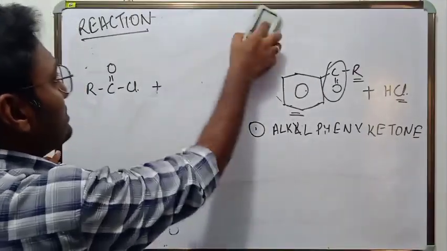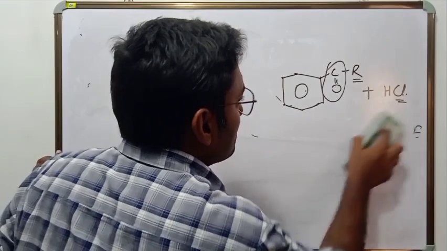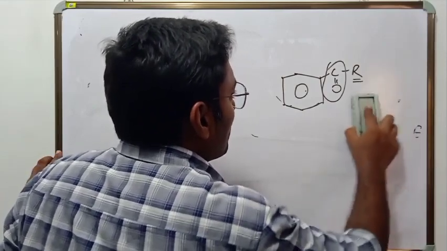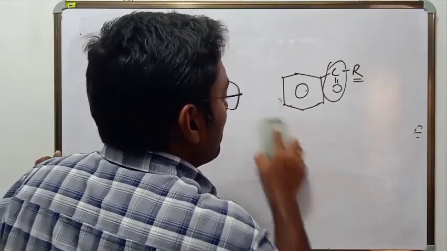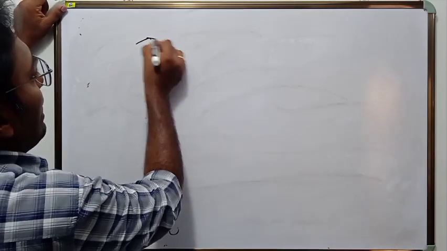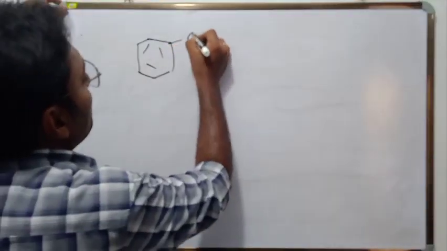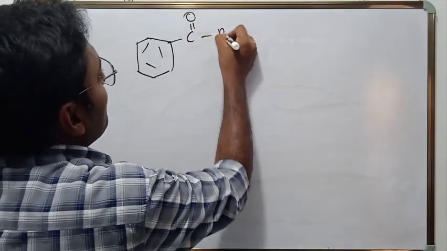I'm rubbing all this. Okay. Just notice this alkyl phenyl ketone. I am going to rewrite that alkyl phenyl ketone here. Okay, what have we got? Alkyl phenyl ketone through Friedel Crafts acylation.